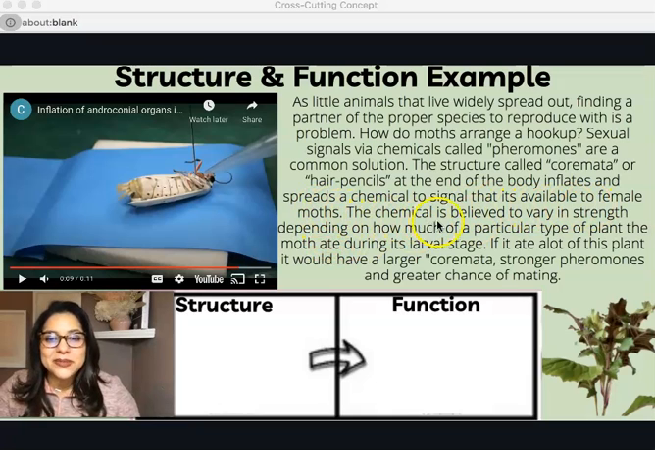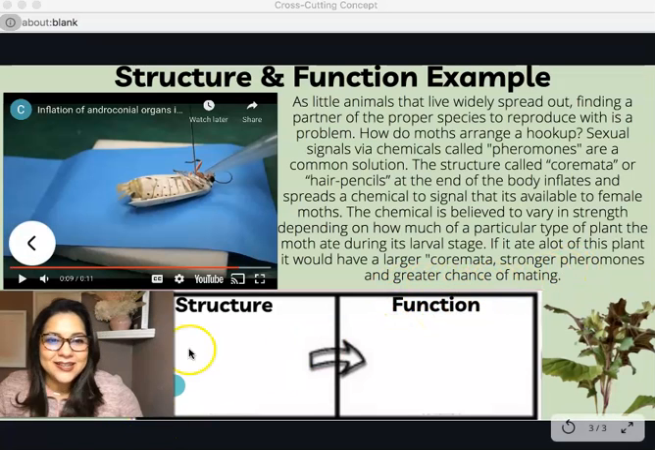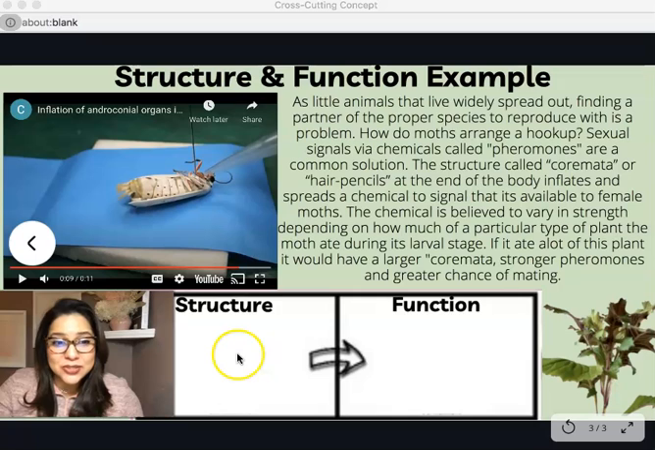The chemical is believed to vary in strength depending on how much of a particular type of plant the moth ate during its larval stage. If it ate a lot of its plant, it would have a larger chromatota, stronger pheromones, and greater chance of mating. So in this case, the structure is a chromatota, right?